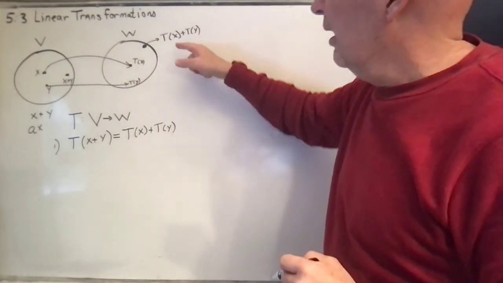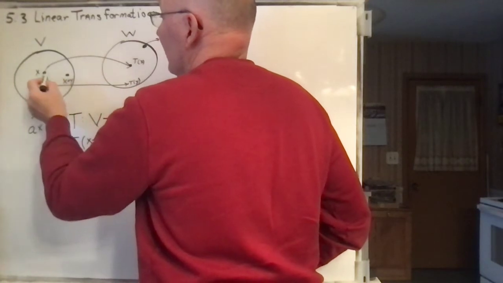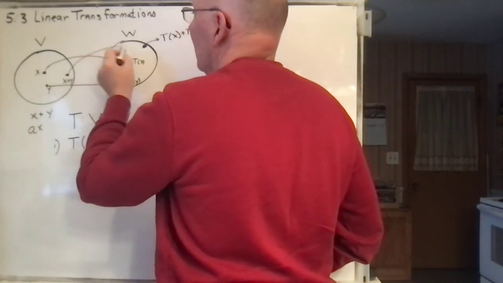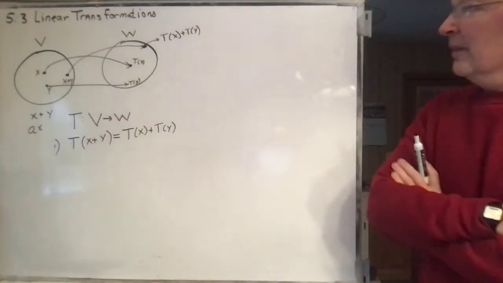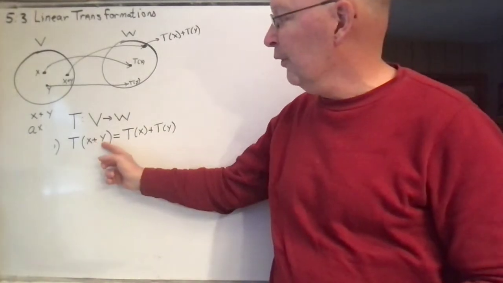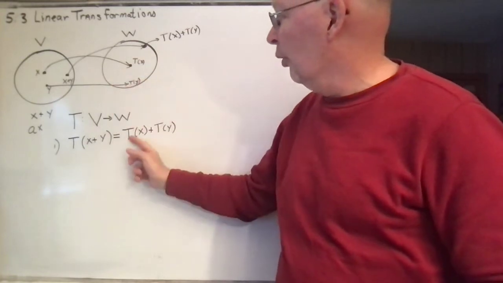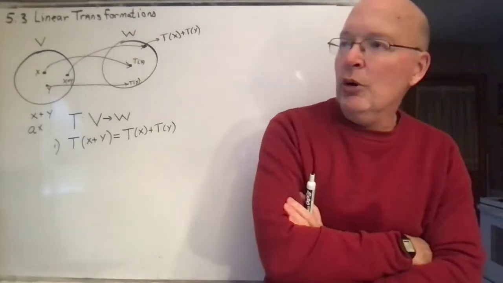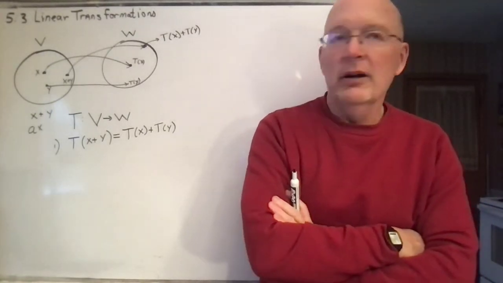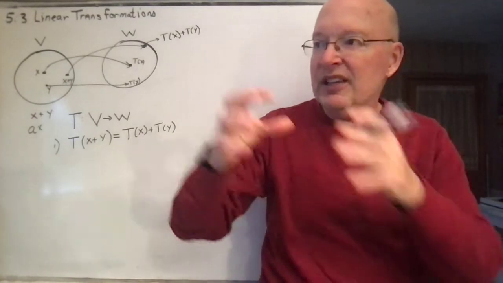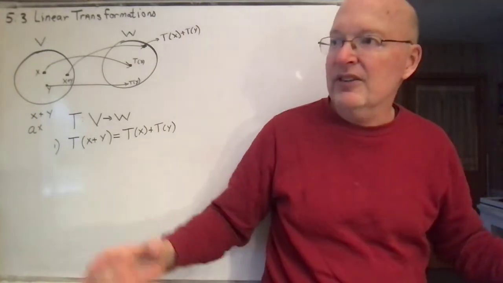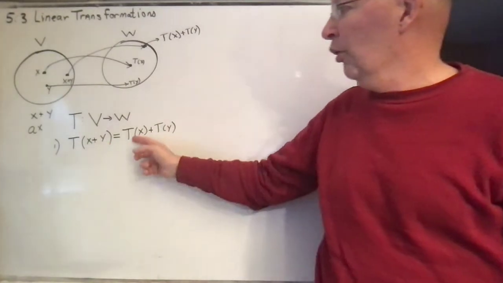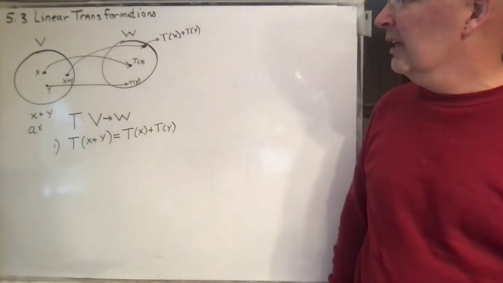If I add these two things together, I'm going to end up right there. Turns out that if I were to add them together first, see this? If I were to add them together over here in V, get x plus y, and then take T of that, I'm going to end up at the very same spot. In other words, it doesn't matter whether I first add them together and then send them over, or whether I first send them over and then add them together, I'll end up at the very same spot.